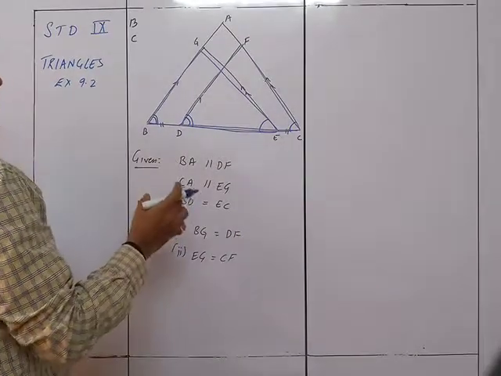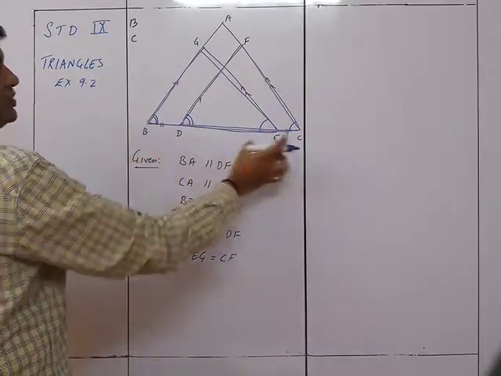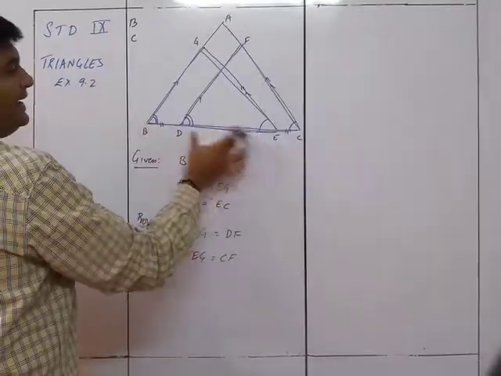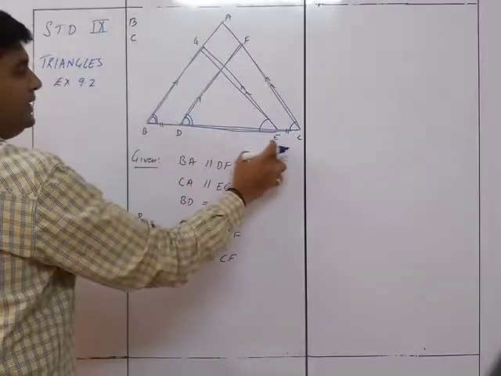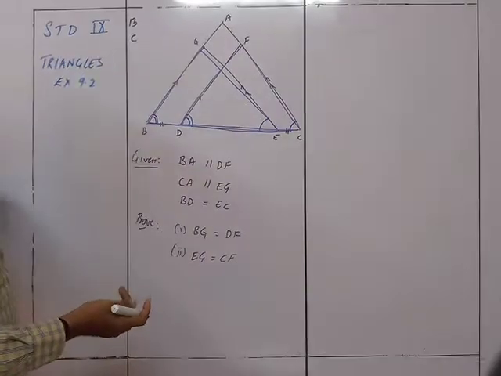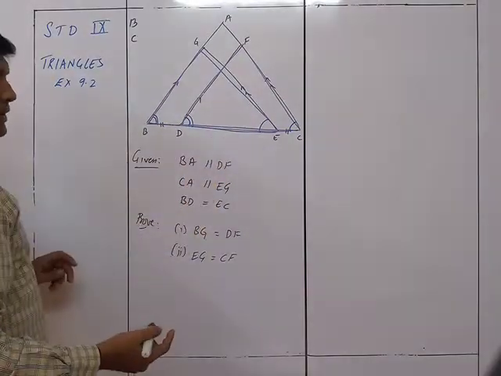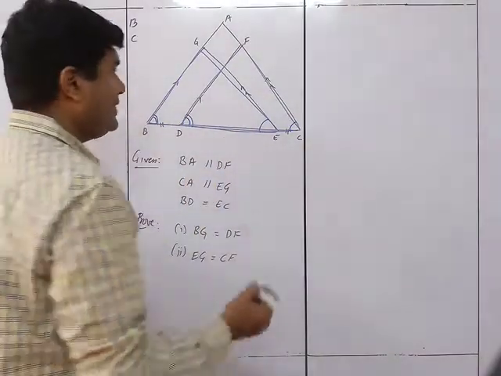And then we need a side. So for side we know that BD is equal to EC. So if I add DE to both, it will be BE is equal to DC. So by ASA test, it will be congruent. Let's see how to write it.